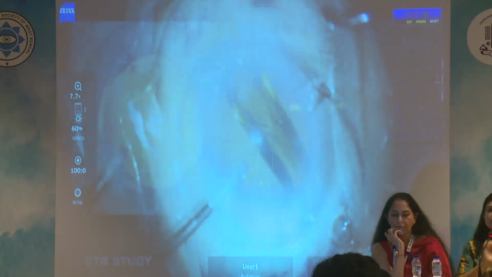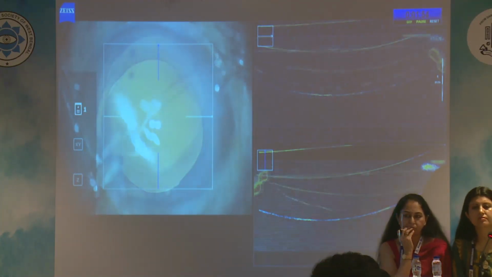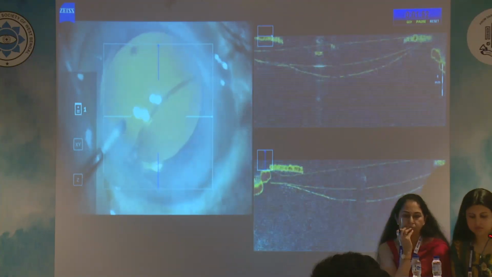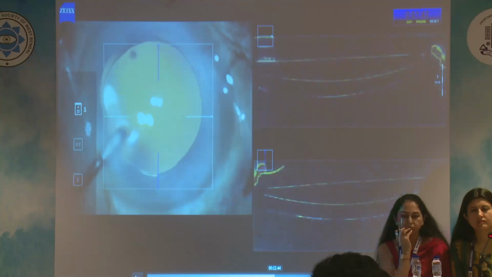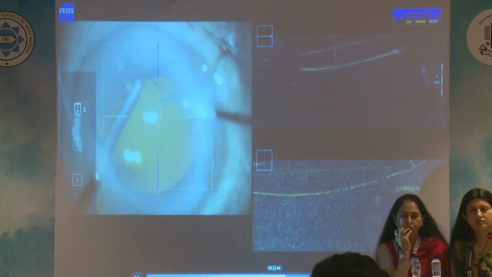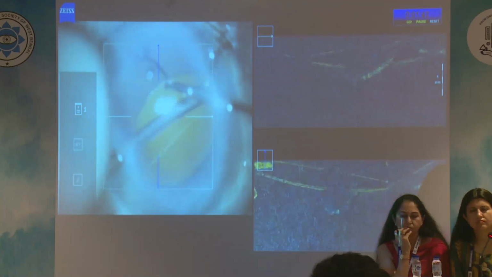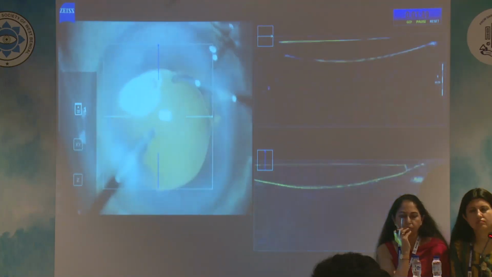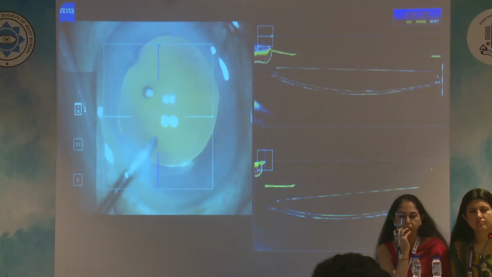This is a video showing the same. The lens has been implanted first. After that, the CTR is being implanted here. I will skip the CTR implantation part, and it is very important to ensure that the lens, the IOL, does not get entangled with the CTR. So that adjustment is being made, and then we took the second scan.